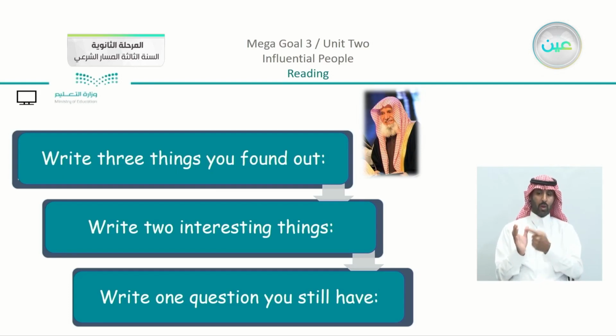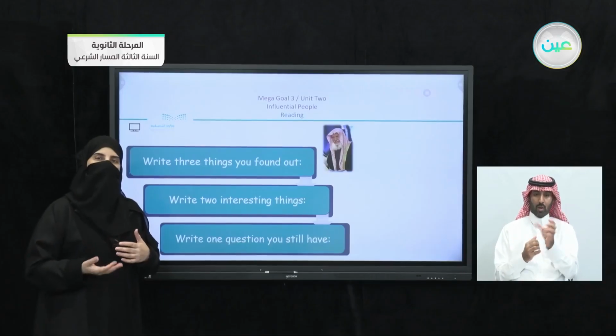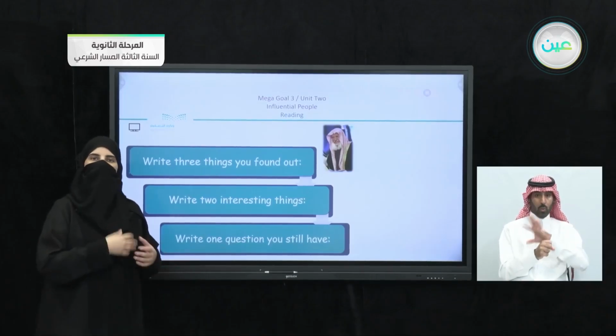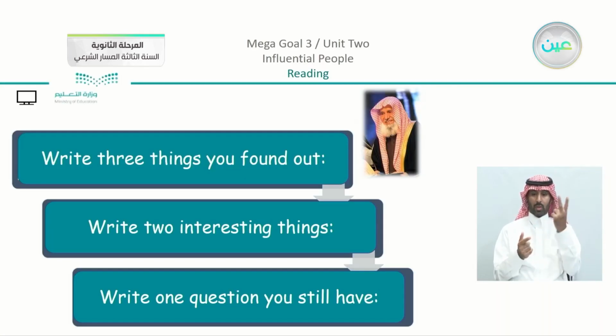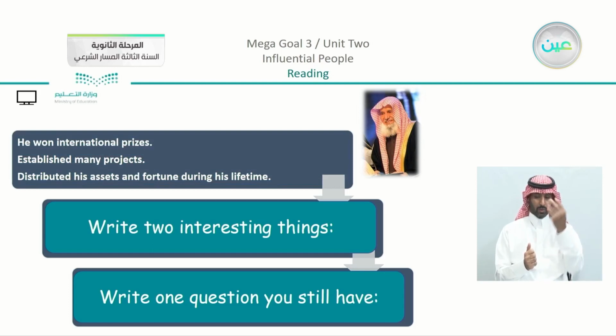First of all, write 3 things you found out. Now, this is easy. I showed you the paragraphs before and the words that we studied because actually we learned some things while learning the new vocabulary. We have the second one, write 2 interesting things that we learned. And number 3, write 1 question you still have. So just to check, we have to write 3 things you found out. We can say that he won international prizes. We passed by establishing many projects and also just distributed his assets. Do you remember the word assets? And fortune during his life.